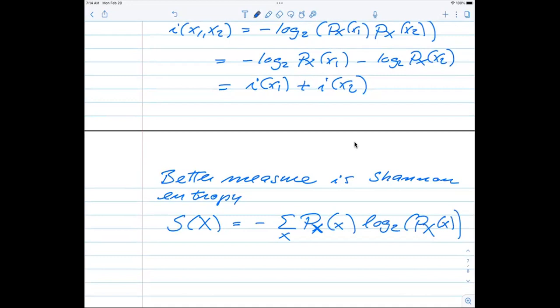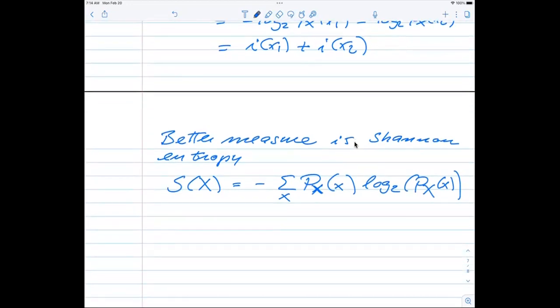And there's also another convention which you see here, which is more handy. We know that when the probability is 0, the limit as epsilon goes to 0 of epsilon times log 2 of epsilon is equal to 0.